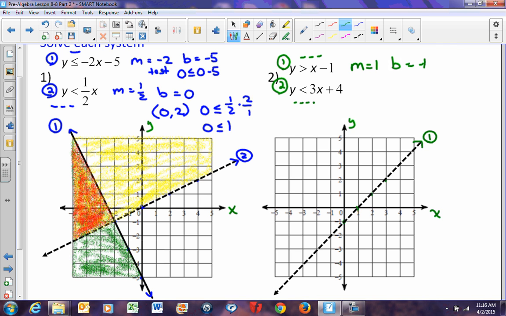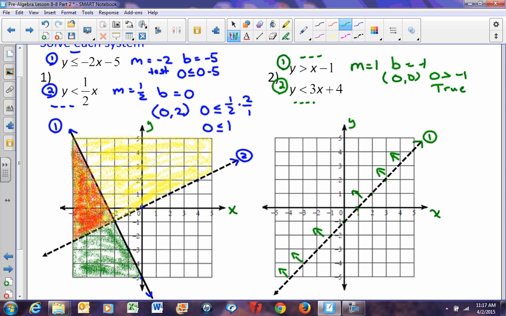I'm going to test it. I can use 0, 0 on this one. So if I tested 0, 0, I would have 0 is greater than -1, which is true. So I would shade where 0, 0 is. That would be going this way. I just put little arrowheads so that I know I would be shading this direction on this graph. And that way I don't actually have to shade it. I just know which direction I would shade it.